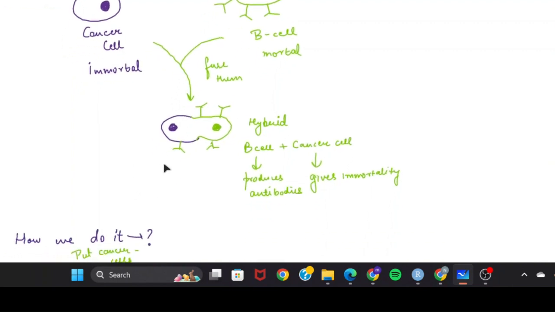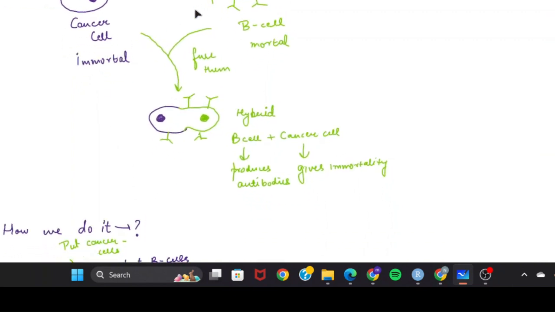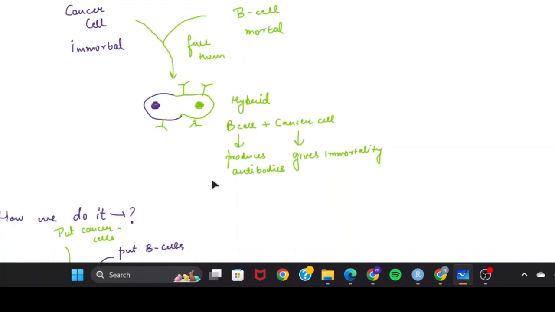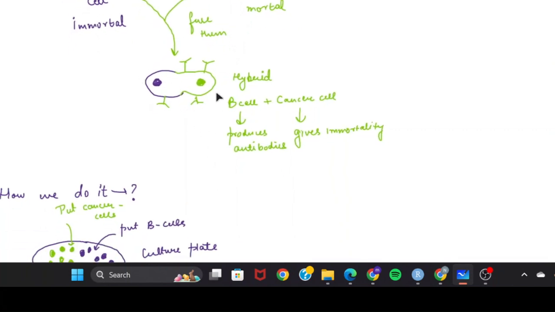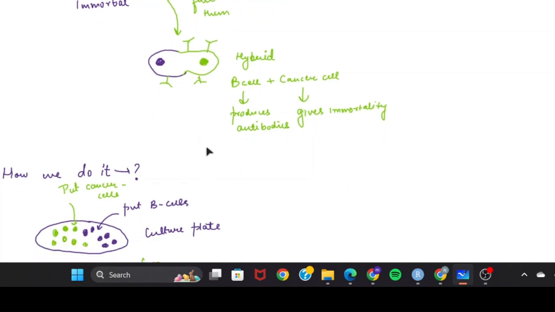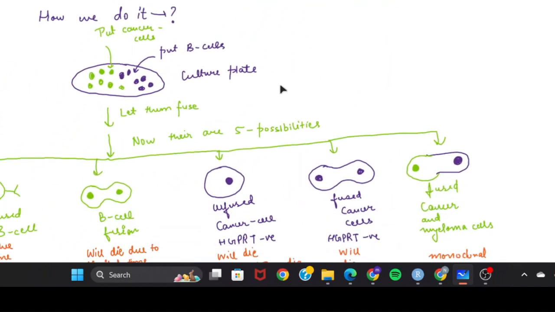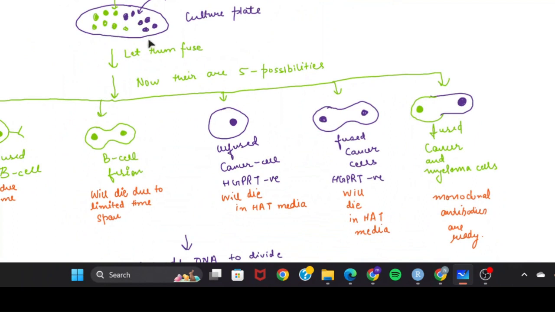Okay, so what we do, we take the cancer cell, we take the B cell and we fuse them, and what we get is a hybrid which produces antibodies till the time we want because it has the cancerous property now. So how do we do it? So suppose we have a culture plate and we put our cancerous cells into it, we put our B cells into it, and we let them fuse.